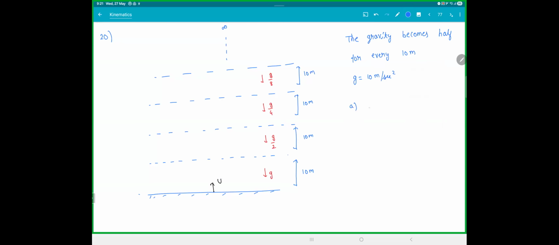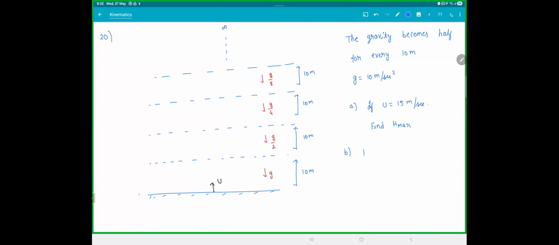The first question, if u is 15 meters per second, find h max. No, be careful. You cannot use the formula directly because the gravity is changing. That formula is valid only when g is constant.